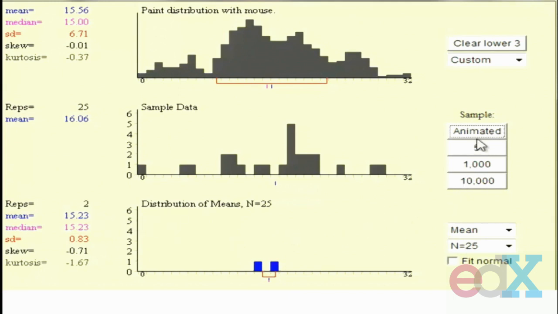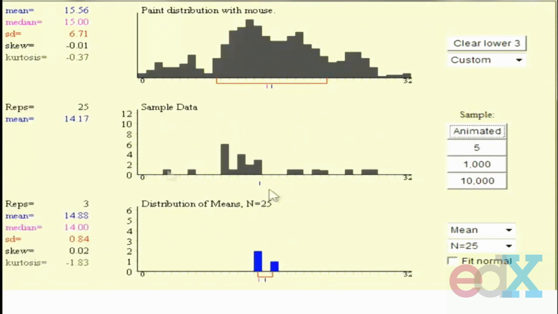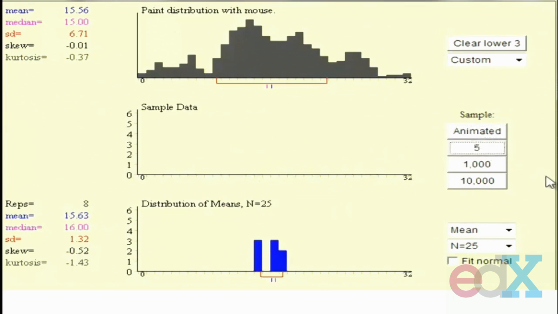So you've got 3 means on the screen. The mean of the population, the mean of the current sample, in this one, with the third time we do it, is 14.17. And then the mean of the means, the mean of the three means, 14.88. It looks like that mean is getting closer to the mean of the population, which is 15.56.